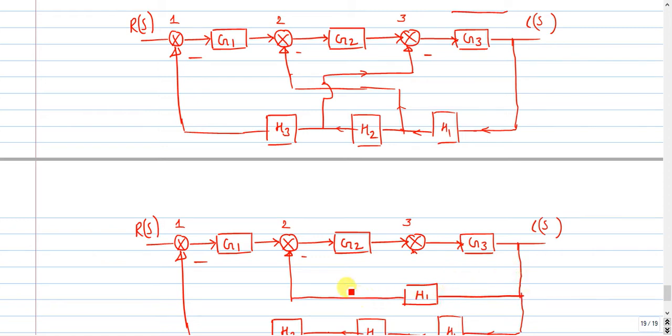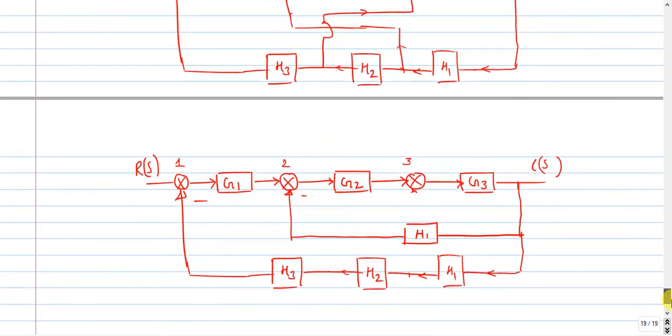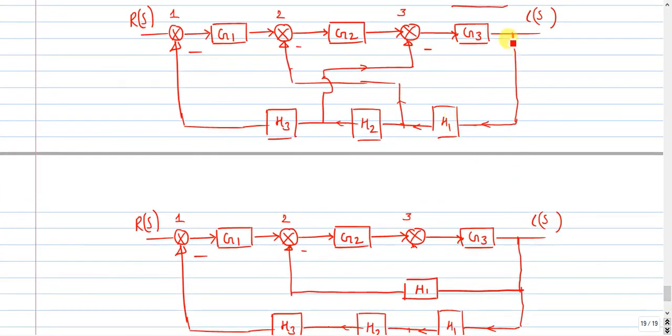See, while rewriting, nothing has been disturbed. So the takeoff point, measuring the signal of G1, G2, G3, moving along H1, moving to the second summing point. So the same thing is done. Nothing has been altered, nothing has been disturbed. So we shall move on to the next, that is H1, H2, moving to the third summing point.